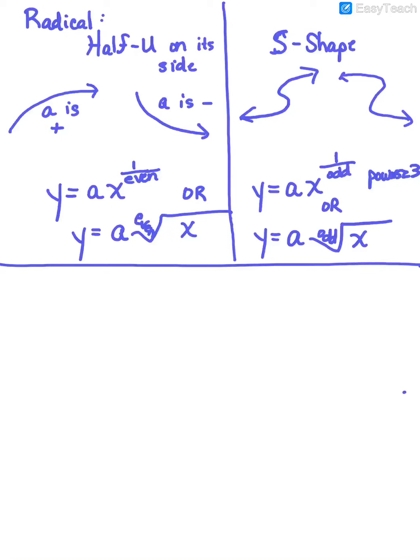And so, just as usual, what determines this is your A. If your A is positive, you get the forwards S. If your A is negative, then you get your backwards S.